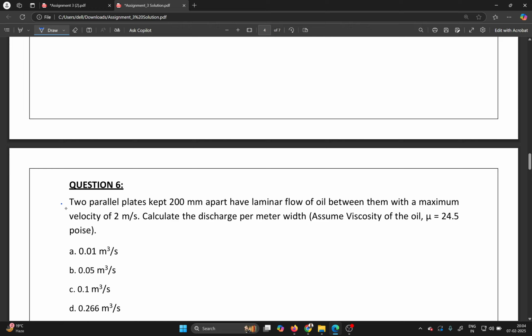Next question is, two parallel plates kept 200 mm apart have laminar flow of oil between them with a maximum velocity 2 meter per second. Calculate the discharge per meter width. Assume viscosity of the oil is 24.5 poise. So option A 0.01 meter cube per second, and discharge per meter width.